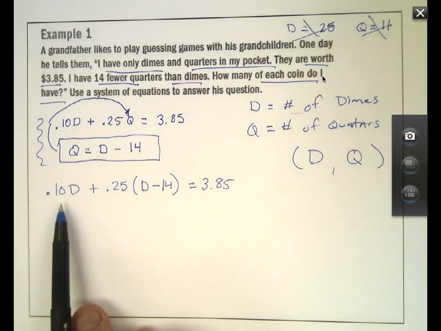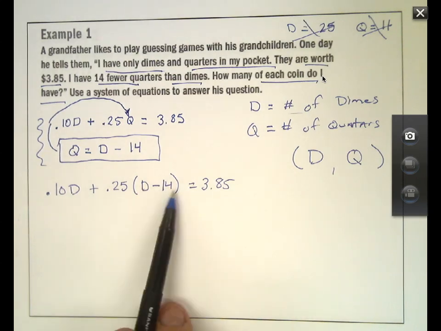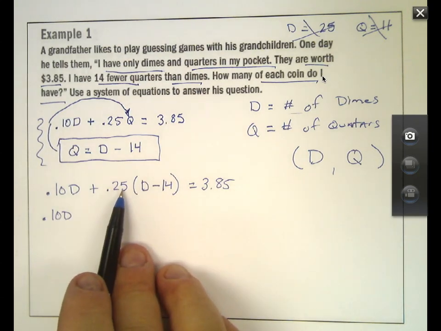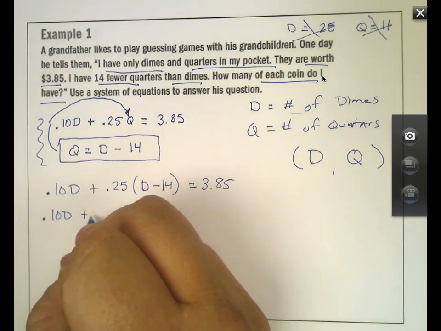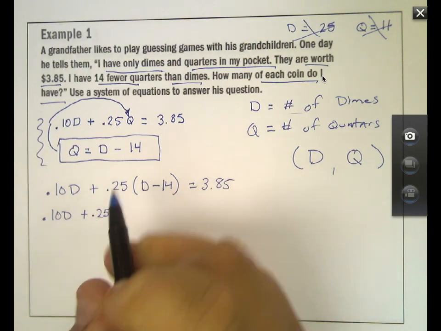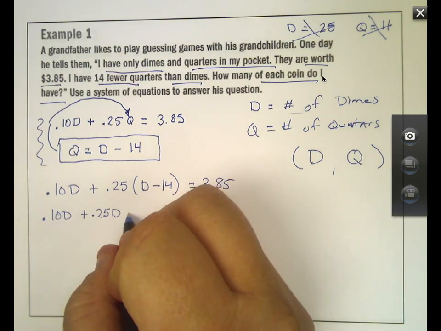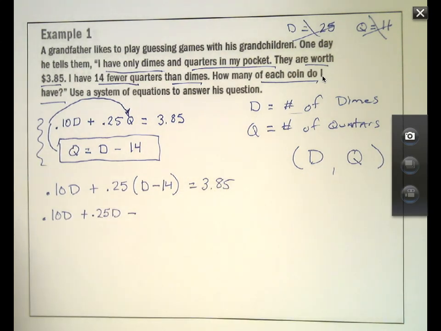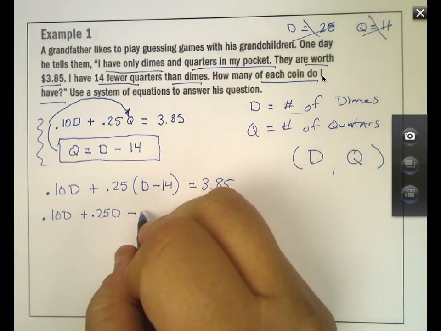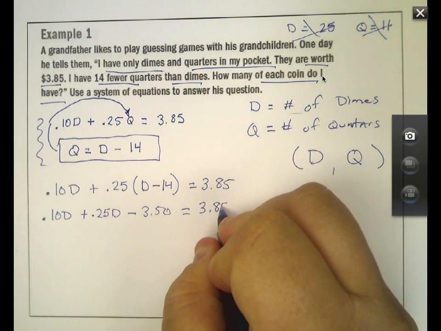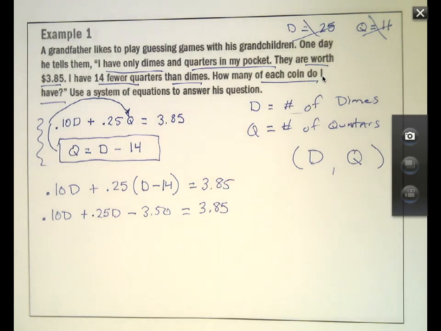So we very easily can solve this equation just using my algebra. In my algebra process, I always like to get rid of the parentheses first. So 0.25 times D is 0.25D. 0.25 times a negative 14: a positive times a negative is a negative. 14 times 0.25 is, everybody should know, $3.50. All that has to equal $3.85.